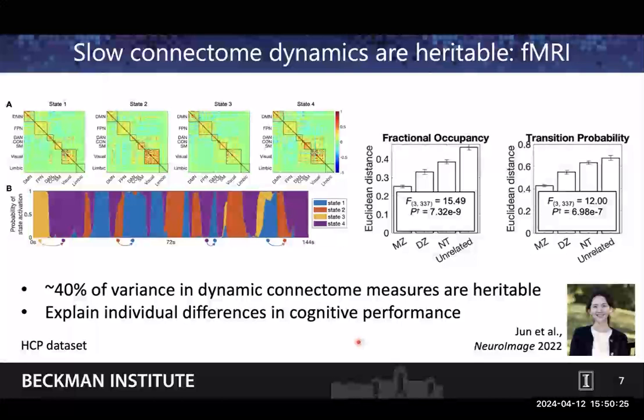You're identical, right? Yeah, identical twins. It would be great to be able to do that.